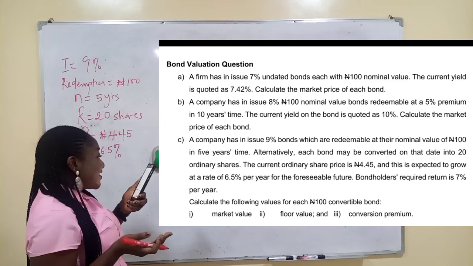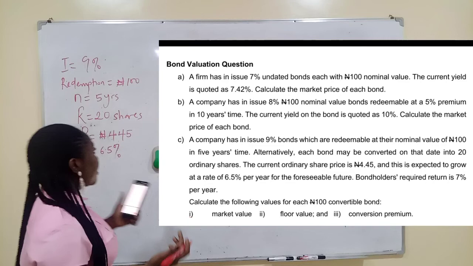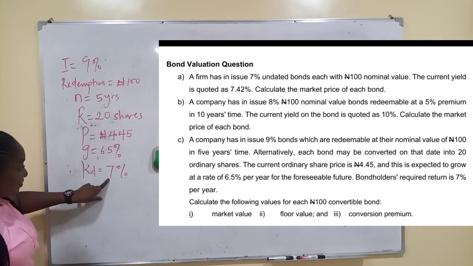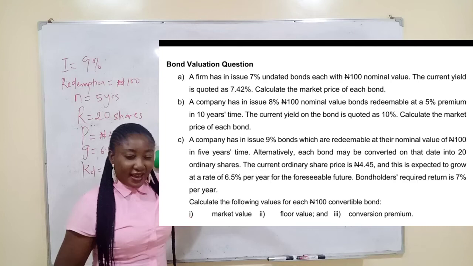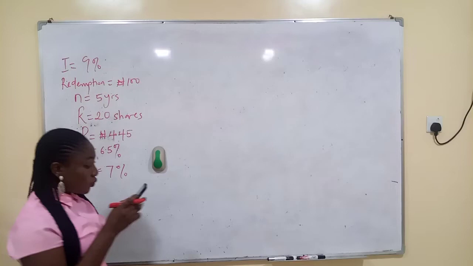6.5% per year, but for stable future, bondholders' required return is 7% per year. Required return, that is cost of debt or yield to maturity. KD is what? 7%. Immediately I saw this KD, that is less than the coupon, I read that the market value will be high. Because they are discounting at 7%, something less than the coupon, definitely the market value will be higher than the par value. You know, par value is 100. So let's solve. We'll see that.